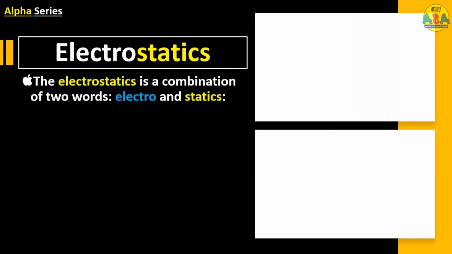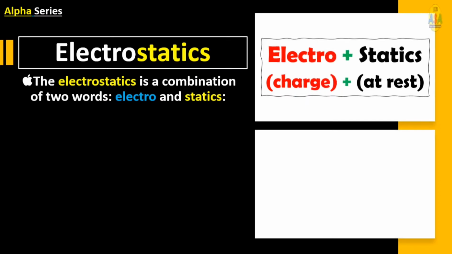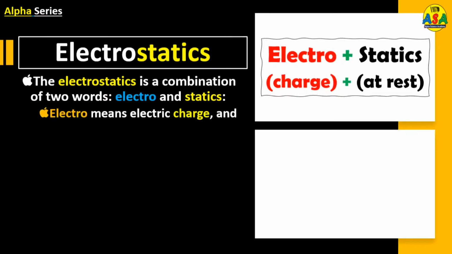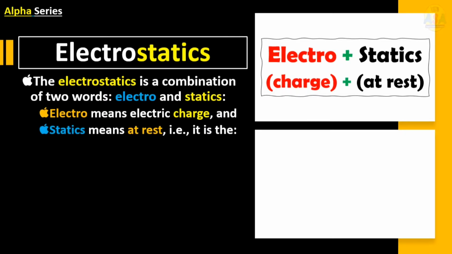Electrostatics is a combination of two words, electro and statics. Here electro stands for electric charge, whereas statics means stationary or at rest. That is, it is the study of electric charges at rest. So electrostatics means the study of electric charge in its rest position.